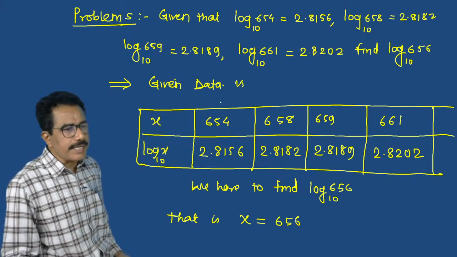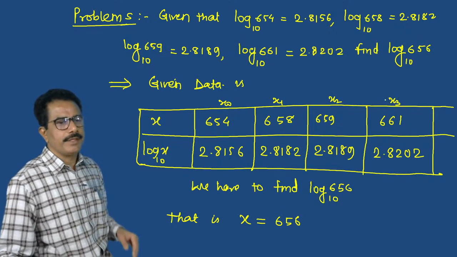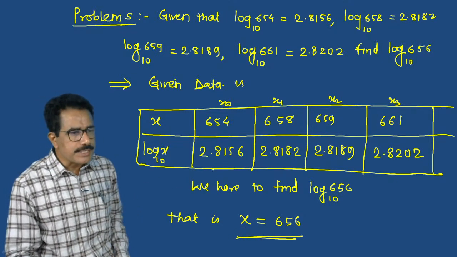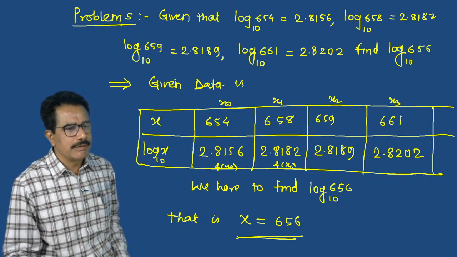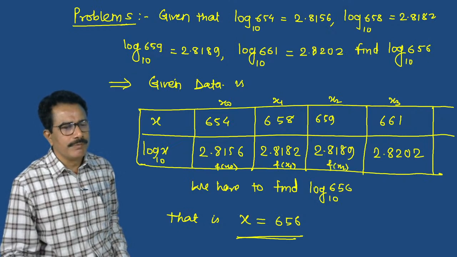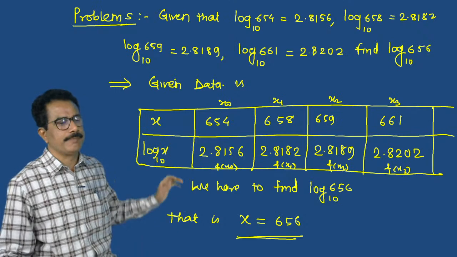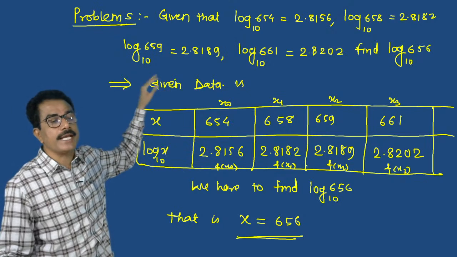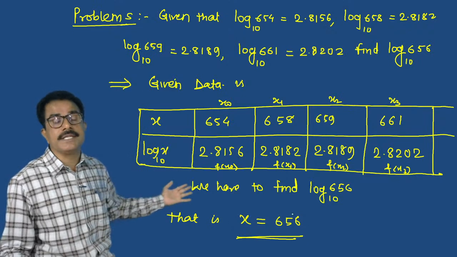Now note that this is x0, x1, x2, x3, and this is the value of x. X means unknown term. Now this is f of x0, this is f of x1, this is f of x2, this is f of x3. Values of x are x0, x1, x2, x3. An unknown term which we have to calculate, consider this as x.